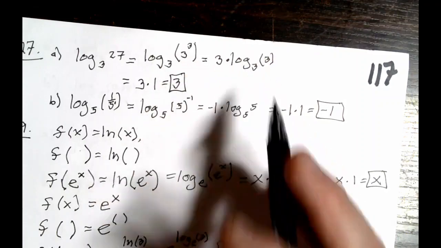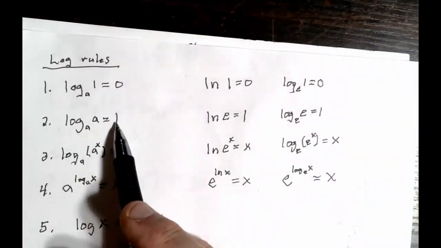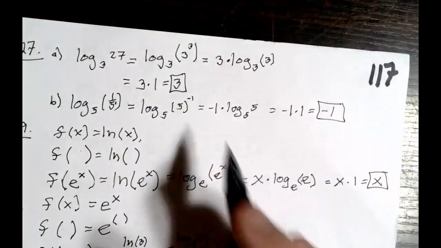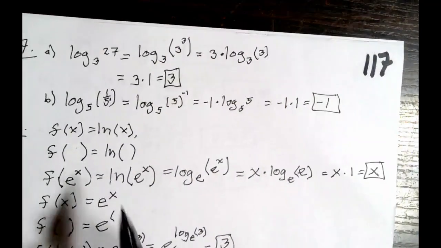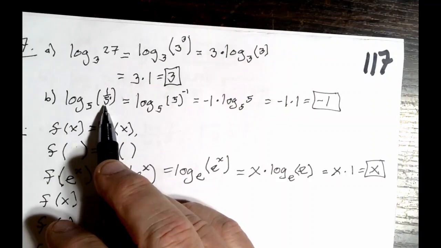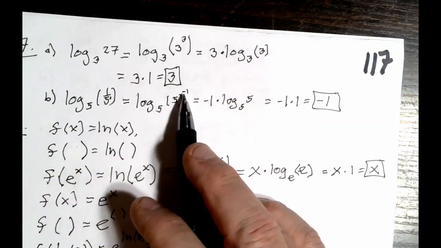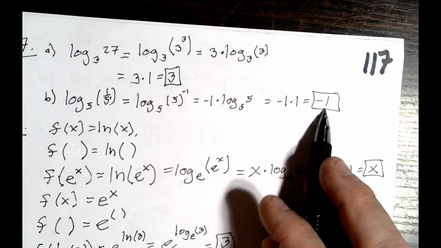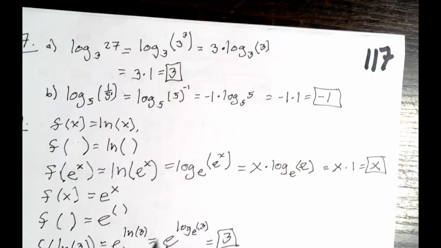Now this part here, we know that log base a of a is just 1. So log base 3 of 3 is just 1. And 3 times 1 is 3. Log base 5 of 1/5, well that's 5 to the -1. And so that whole thing just equals -1. You don't have to show all these extra steps. You can immediately go to -1 if you want.